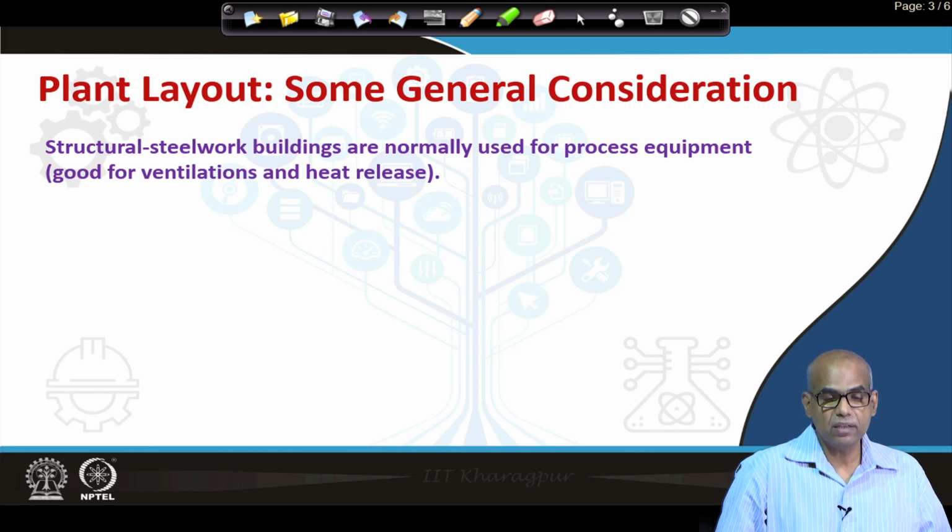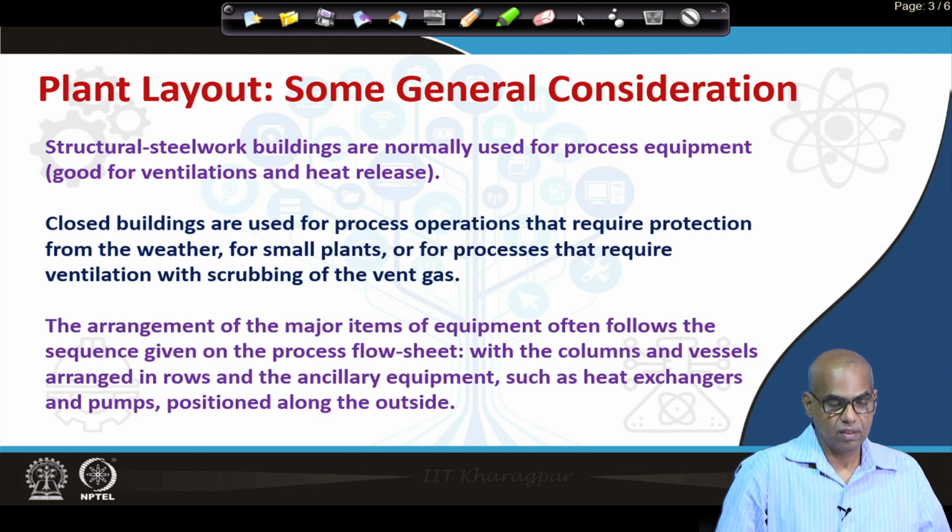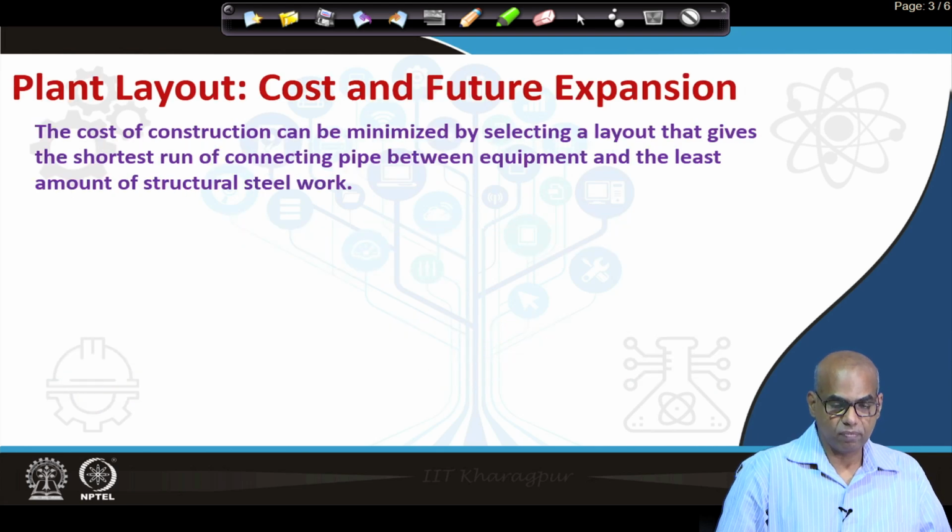Structural steelwork buildings are normally used for process equipment because they are good for ventilation and heat release. Closed buildings are used for process operations that require protection from the weather, for small plants, or for processes that require ventilation with scrubbing of the vent gas. The arrangement of the major items of equipment often follows the sequence given on the process flow sheet, with the columns and vessels arranged in rows and the ancillary equipment such as heat exchangers and pumps positioned along the outside.